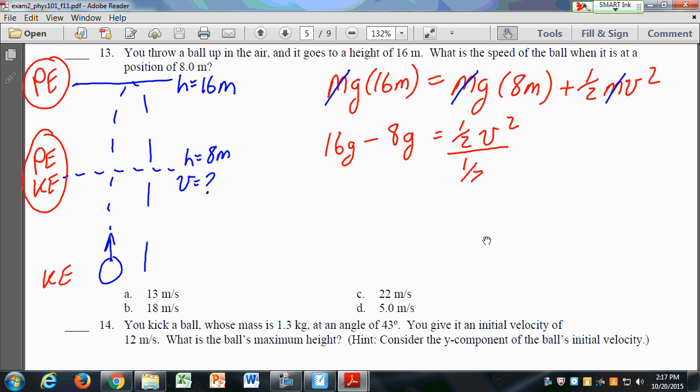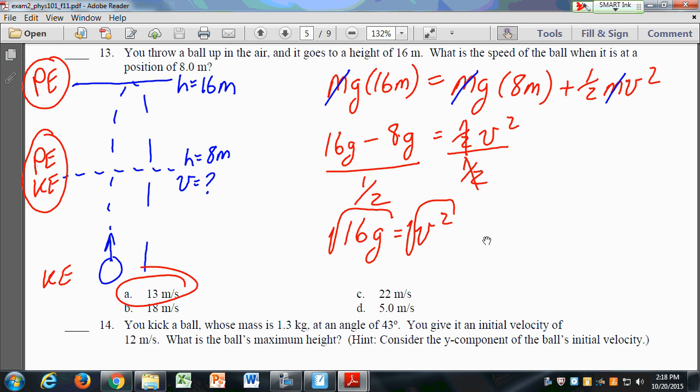I divide both sides by a half here to get rid of the half. That's 16g minus 8g divided by a half. 8 divided by a half is what? It's 16. It's not 4, right? So this would be 8g over a half, which is 16g equals v squared. And then I square root both sides. So it's the square root of 160, which is, what was that, 13?